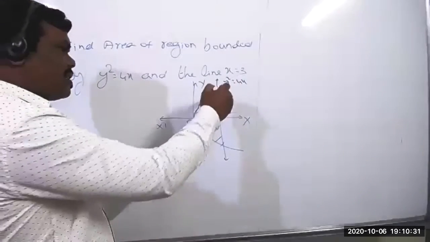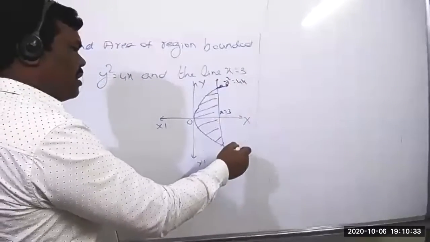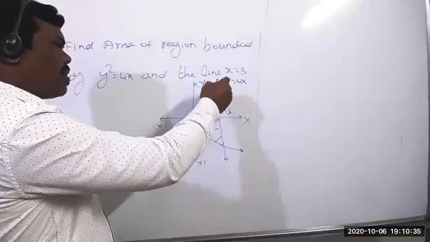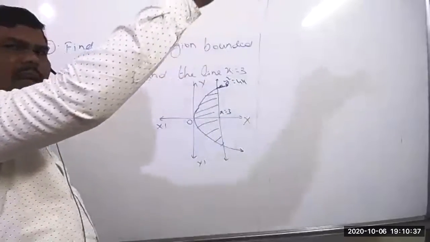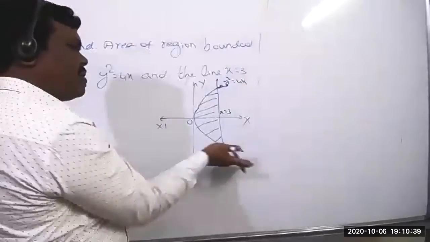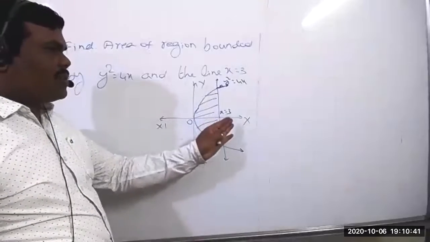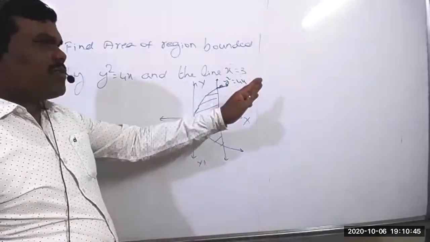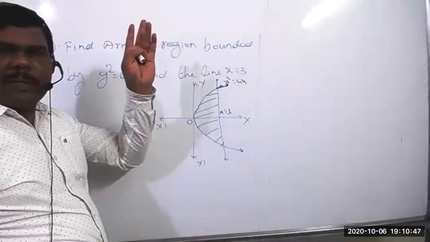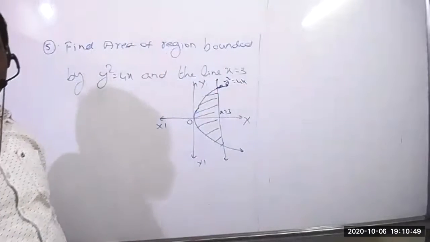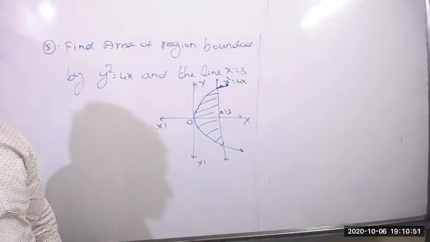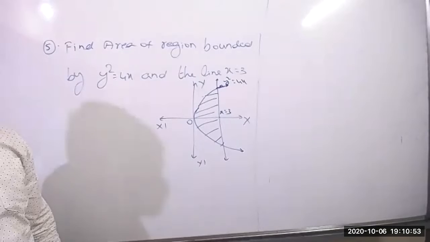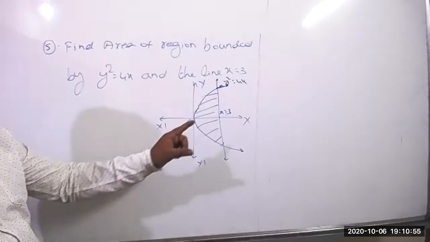Suppose you take this side, what is the meaning of this condition? The parabola will be increasing. Suppose you take the right side of this one, what will happen? The bounded region will be infinite, which means we can't find that. That's why we have to take it compulsorily.